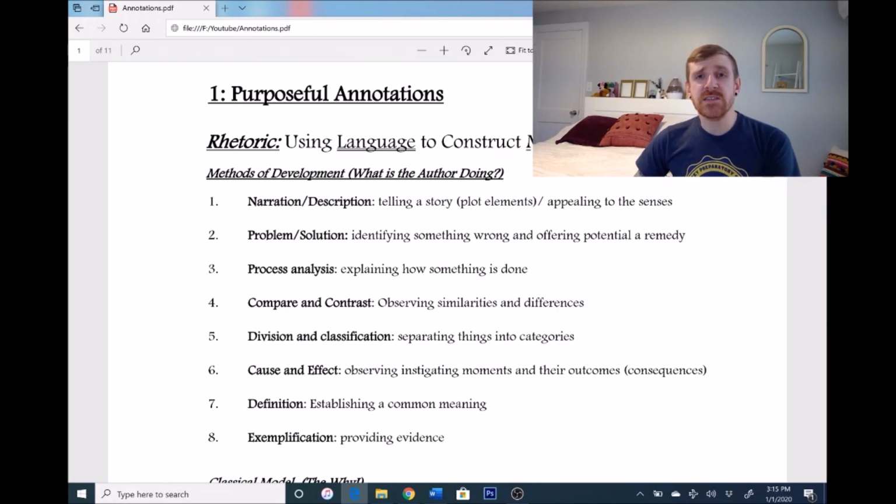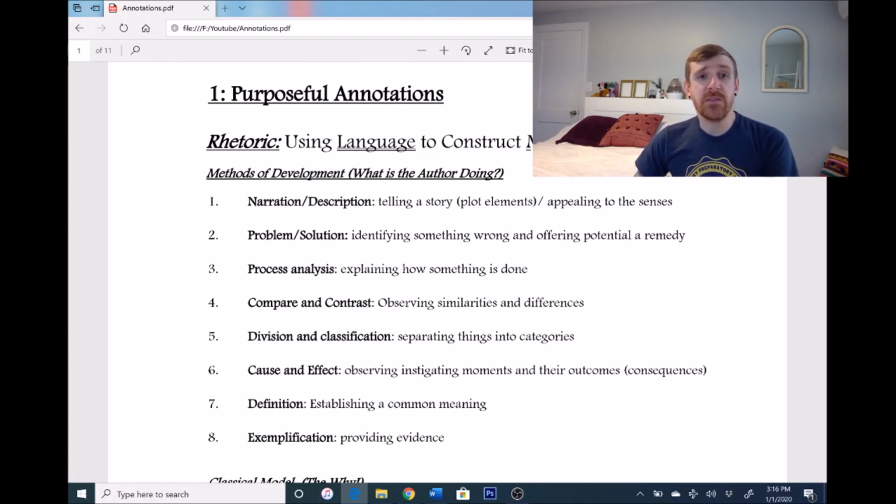And what I'll do is, as I go through the definitions with the kids, I will discuss with them, hey, here's what the qualities of narration are. Here's what the qualities of process analysis are. Here's what the qualities of compare and contrast are. And I'll put them in pairs, and then I'll say, hey, let's actually read something.